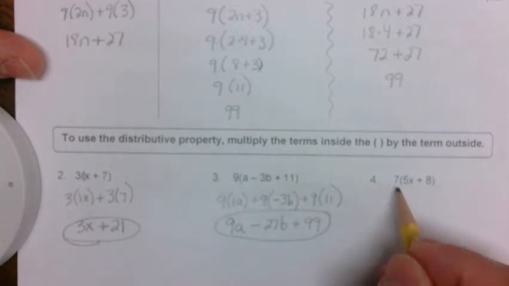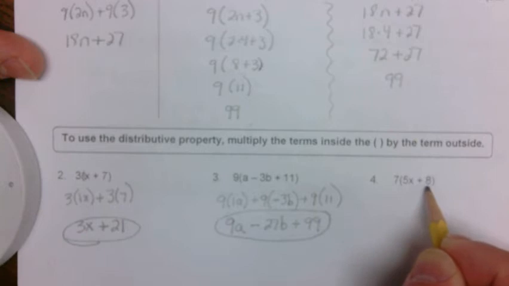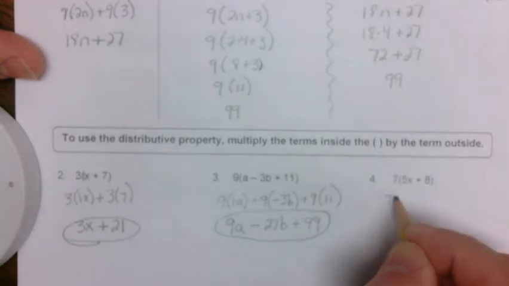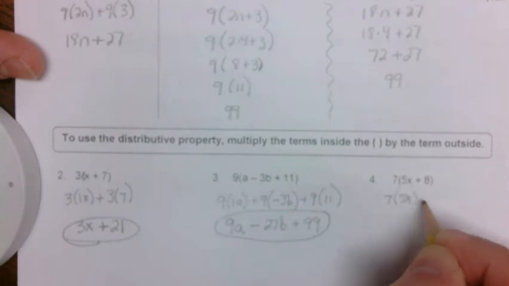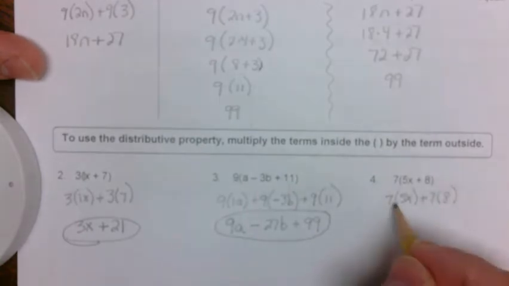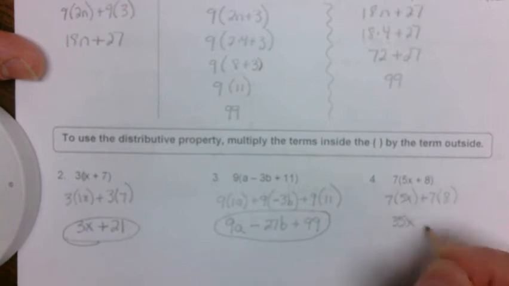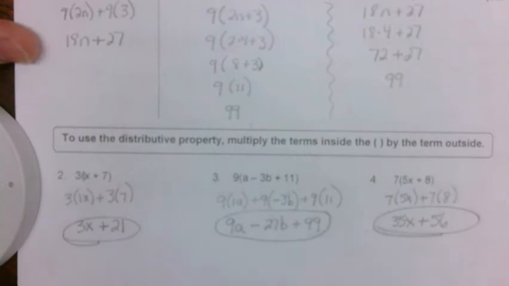In example number 4, we have 7 multiplying, in parentheses, 5x plus 8. So once again, this 7 is going to multiply each term inside. So we'll start with 7 times 5x, and then plus 7 times the 8. That's a positive 7, so we write plus 7. Now, 7 times 5x is going to give me 35x, and 7 times 8 is a positive 56. So the equivalent expression is 35x plus 56.